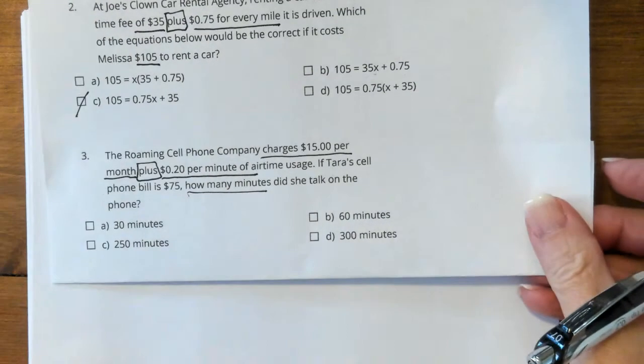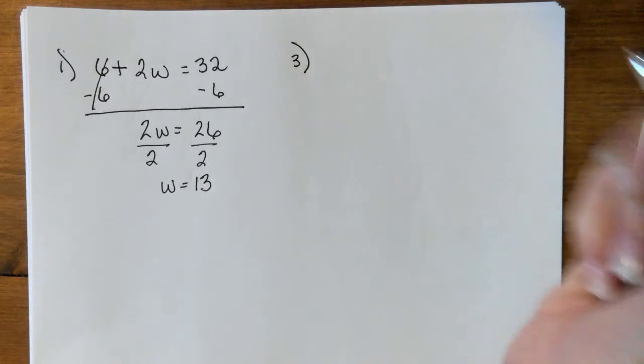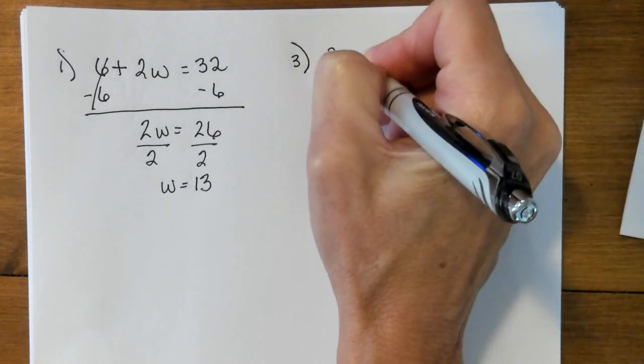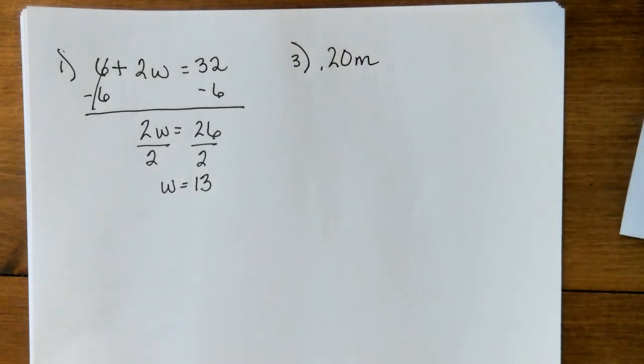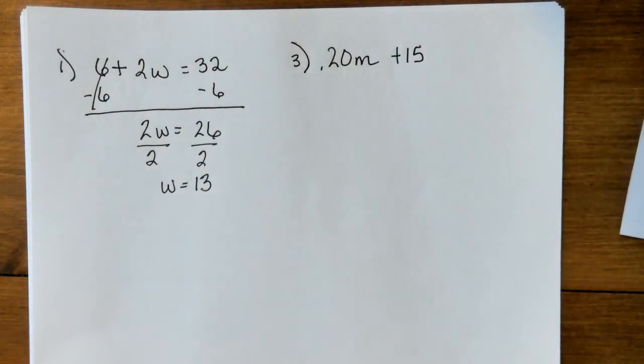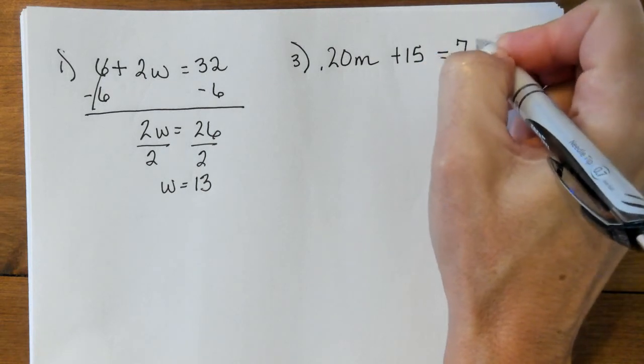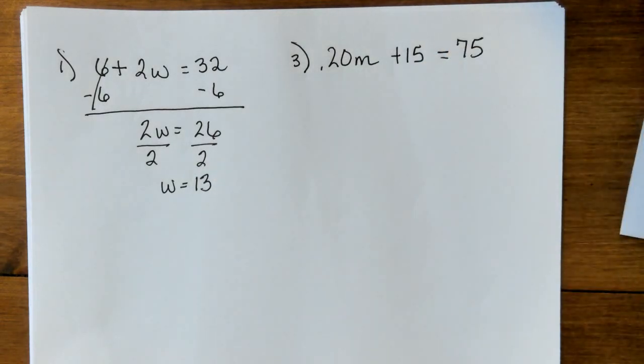Okay, so let's set it up. So we said that it was 20 cents per minute, so I'm going to use M for minute. We're adding that to the $15 charge. She pays it every month, but it's not relying on anything else. Okay, it's an independent number in our equation, and we want to know when that's going to equal $75. Okay, all right. So we've got it set up.